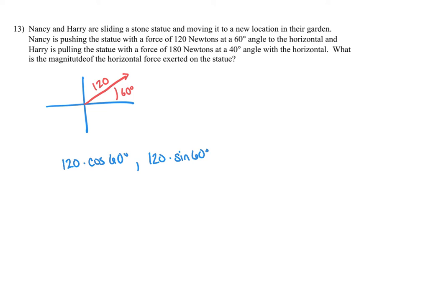What do you get when you do that? For cosine, it's just 60. So for cosine, you get just 60, right? And then for sine, that's what I got too. I got 0.92.